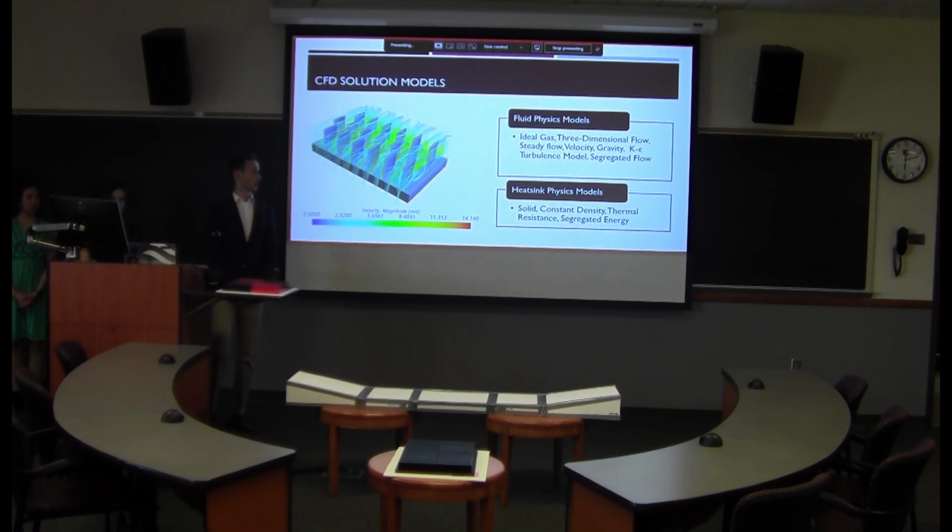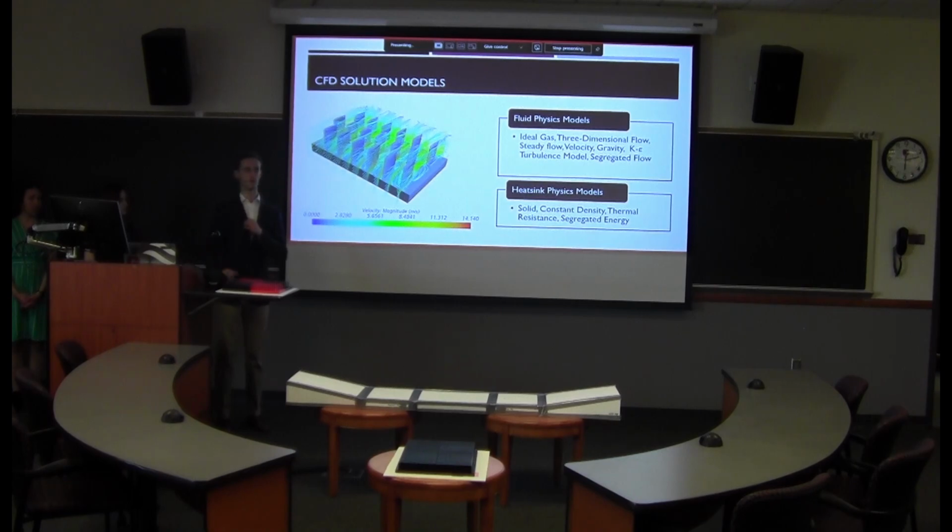Here are some of the solution models for our CFD. Solution models is basically what the CFD program uses to solve the different equations that it needs to solve the fluid flow. So for the fluid itself, it used an ideal gas, three-dimensional flow, steady inlet velocity, gravity, and a K-epsilon turbulence model. The K-epsilon turbulence model is a model used oftentimes for conjugate heat transfer simulations such as this one, and is good for our situation.